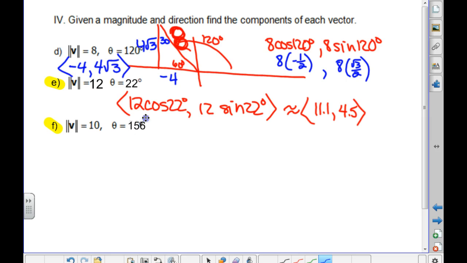I changed this so it says 156 degrees. Let's see if it gives us the right quadrant. Okay? 10 cosine of 156. Anybody type that in? What'd you get? Better be negative. And 10 sine of 156?